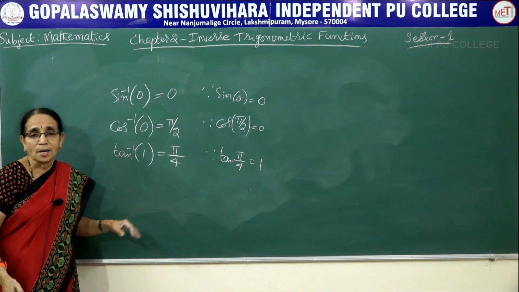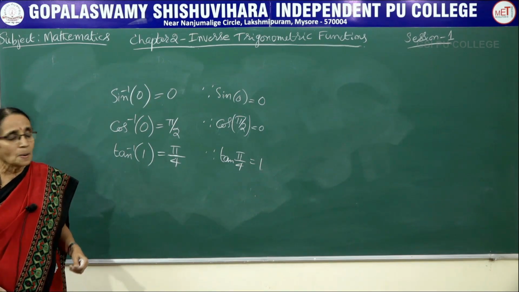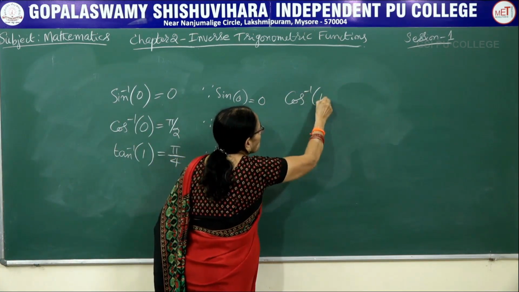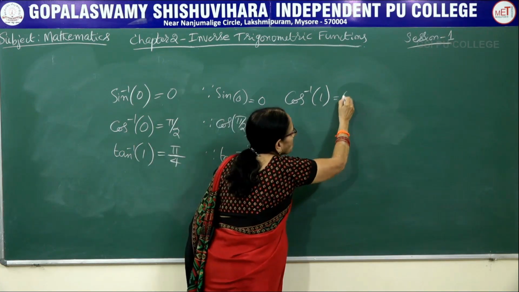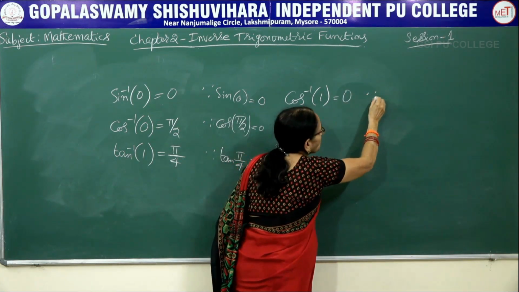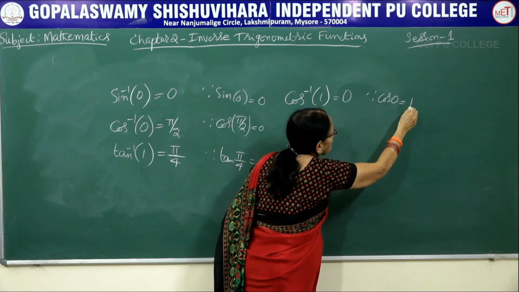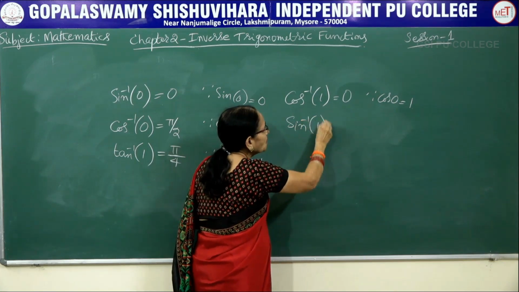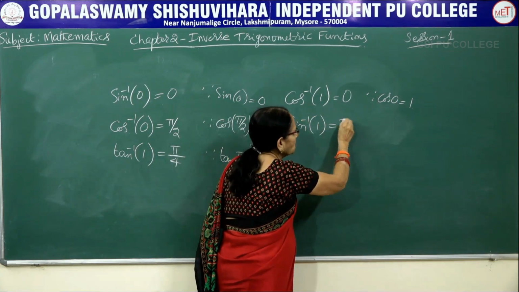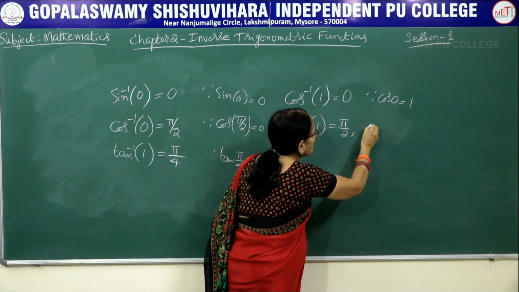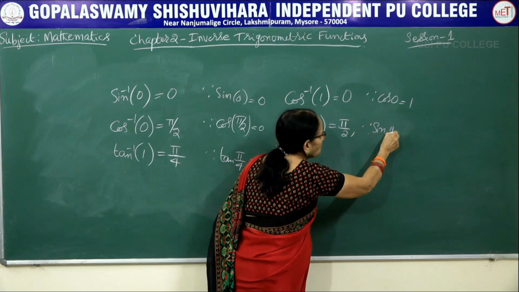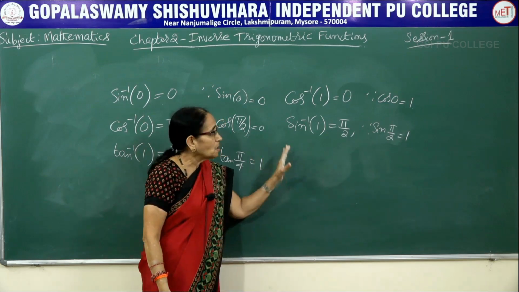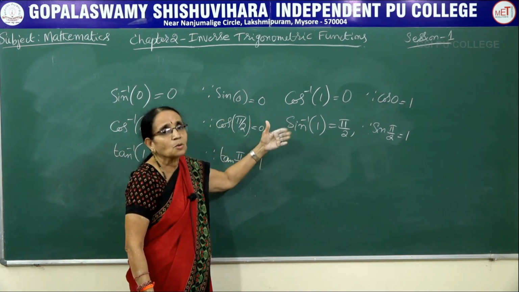Now, similarly, we take some other examples here. Let me consider cos inverse of 1. What can be cos inverse of 1? This is equal to 0, because we know that cos of 0 is equal to 1. Similarly, take another example, sine inverse 1. Sine inverse 1 is equal to pi by 2. Give the reason: since sine of pi by 2 is equal to 1. So, always we have to keep in mind the principal value branch of the particular inverse function.